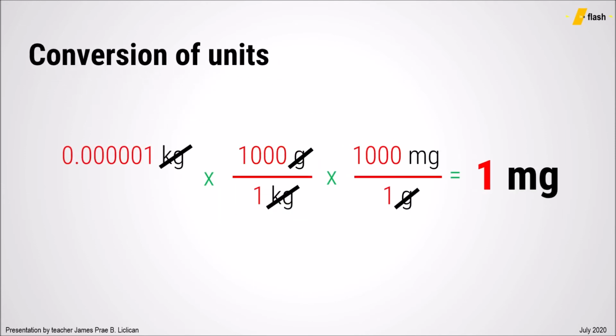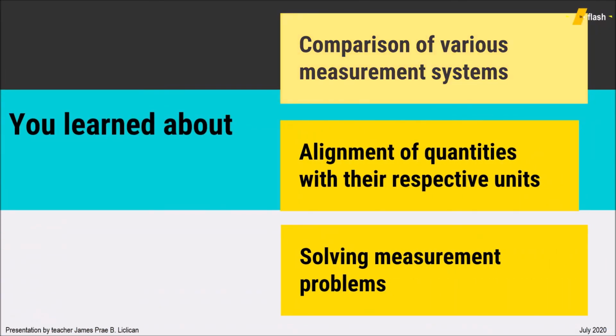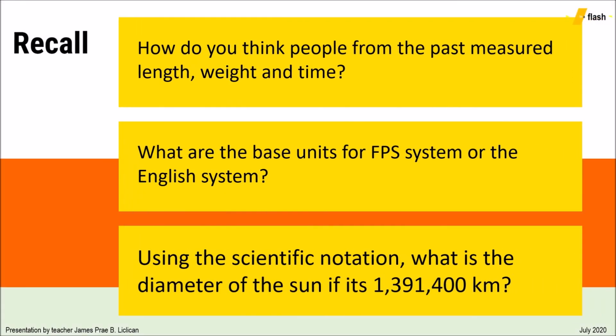For now, we learned about the comparison of various measurement systems, alignment of quantities with their respective units, and solving measurement problems. Let's check what we learned. Try to answer the following items. How do you think people from the past measured length, weight, and time? What are the base units for FPS system or the English system? And finally, using the scientific notation, what is the diameter of the Sun if it's 1,391,400 kilometers?